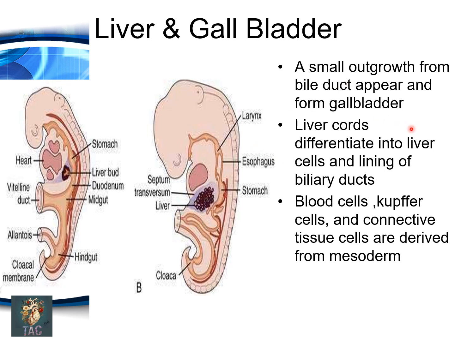The liver cords differentiate into liver cells and lining of the biliary ducts. In this diagram, you can see these are the liver cords which are developing into the septum transversum, and these liver cords are derived from the endoderm of the foregut, and the septum transversum mesoderm will form the blood cells, the Kupffer cells, and connective tissue cells. So these are the two sources. Here I am telling you about these two sources which are forming the liver cells.